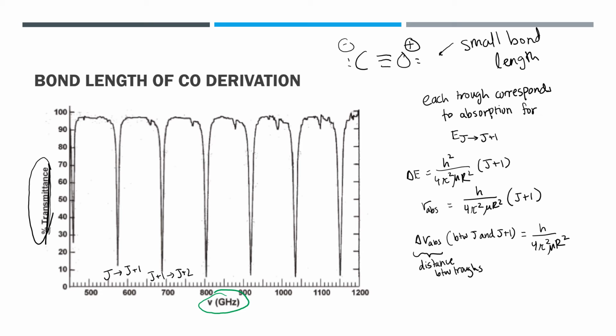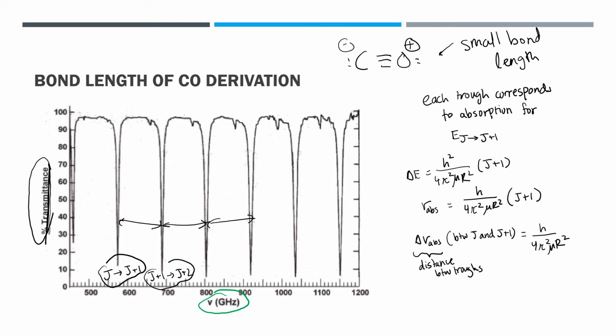We see that the dips are approximately the same distance apart, right? If I look at this dip, from j to j plus 1 that I've labeled here, to j plus 1 to j plus 2, this distance is basically the same as this next distance, which is basically the same as this next distance, and so on. So these distances between the absorptions are basically the same. Maybe that's something to look for. Maybe that distance is key, and that is what is important to determining the bond length.